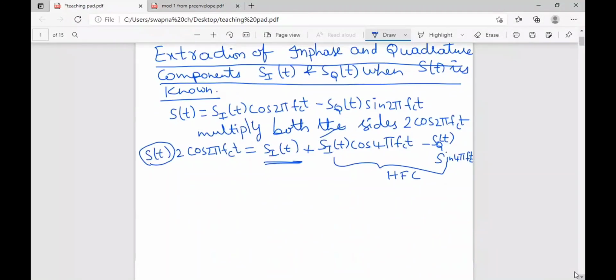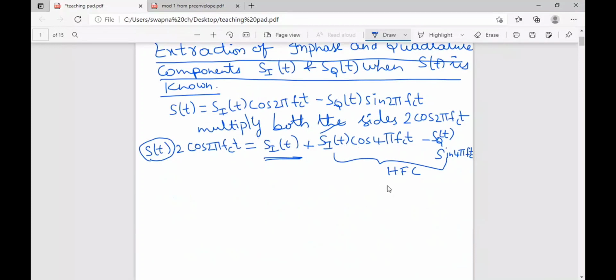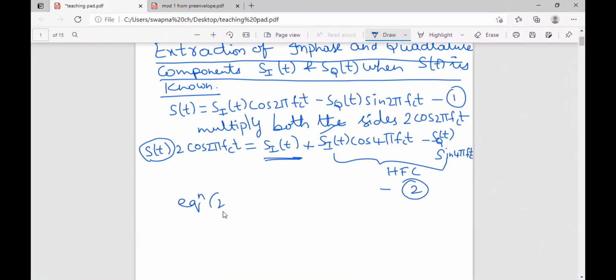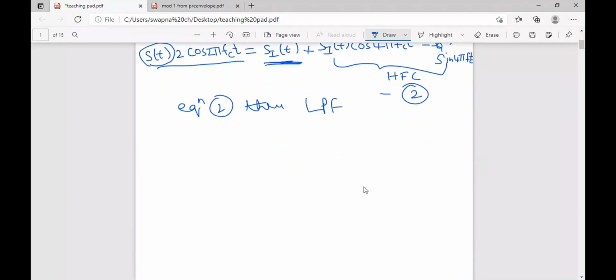Okay, so this is how, using this function, let me name this as 1, and this as 2. Now we need to pass equation 2, it means S of t into 2 cos 2 pi fct, through a low pass filter so that you'll get only Si of t. Okay, this we have seen already. Now Si of t we will get like this. We should also get Sq of t, right?